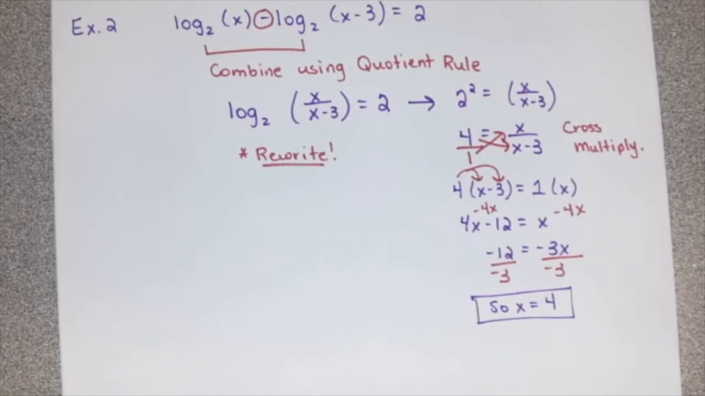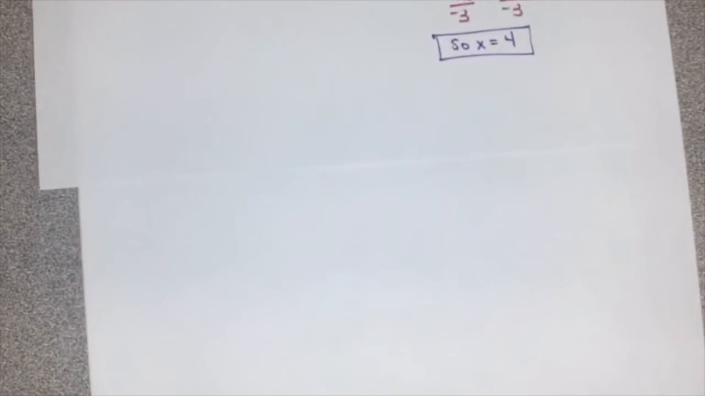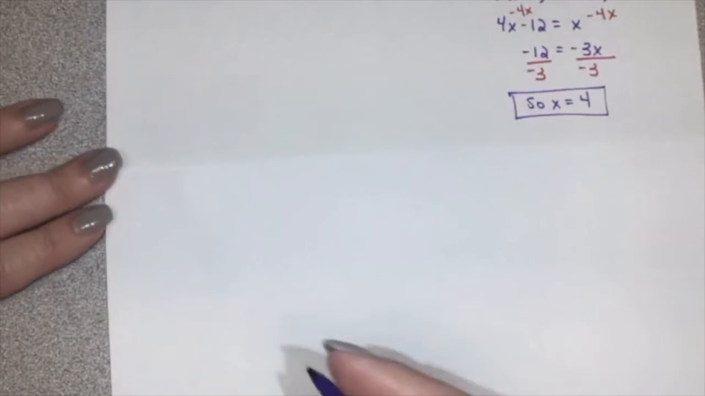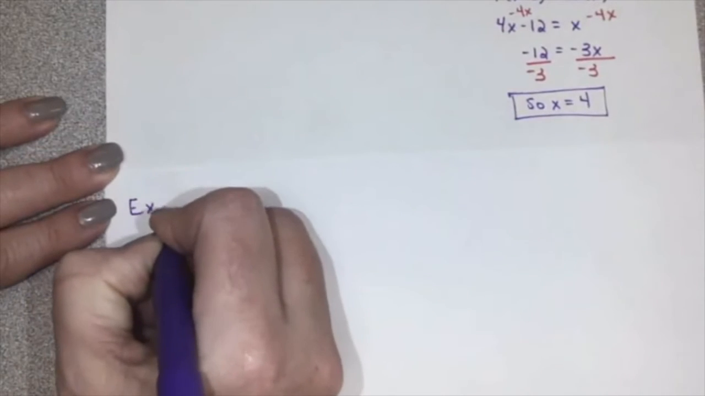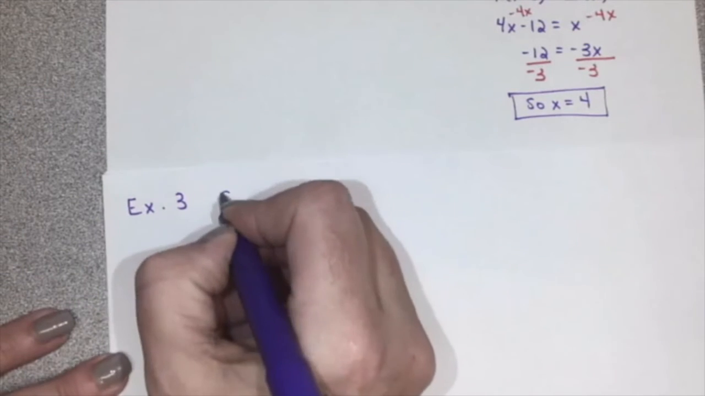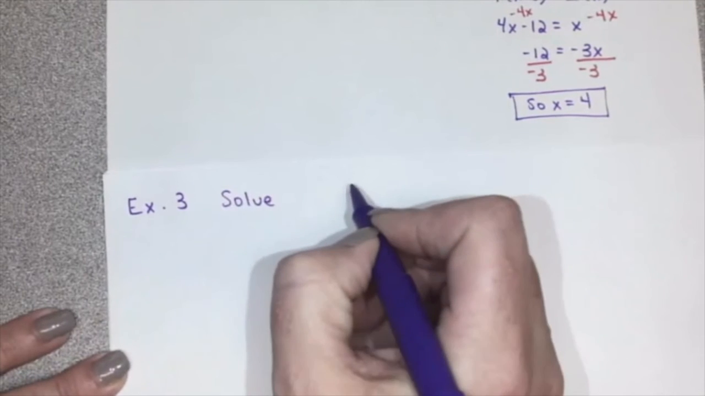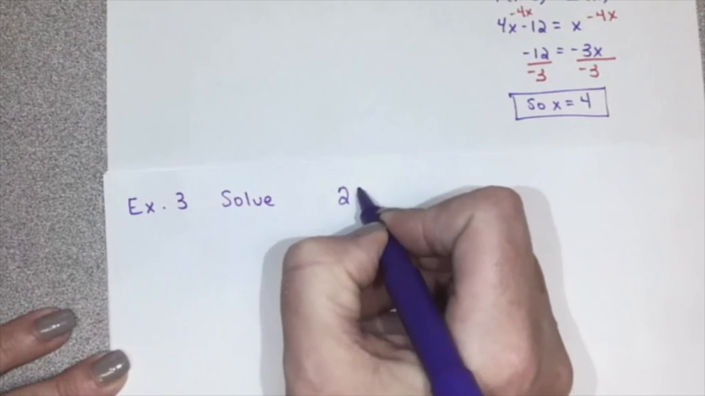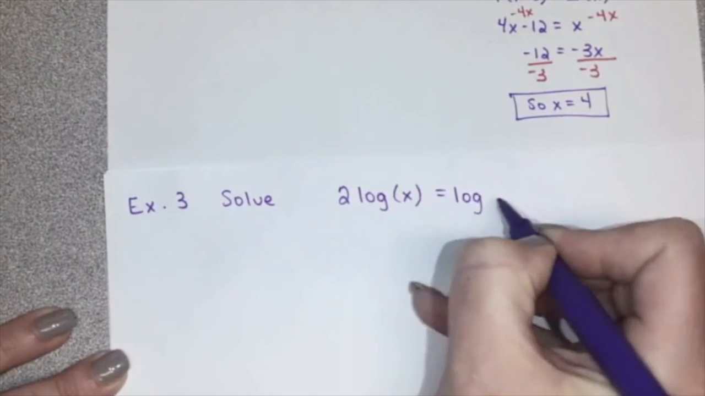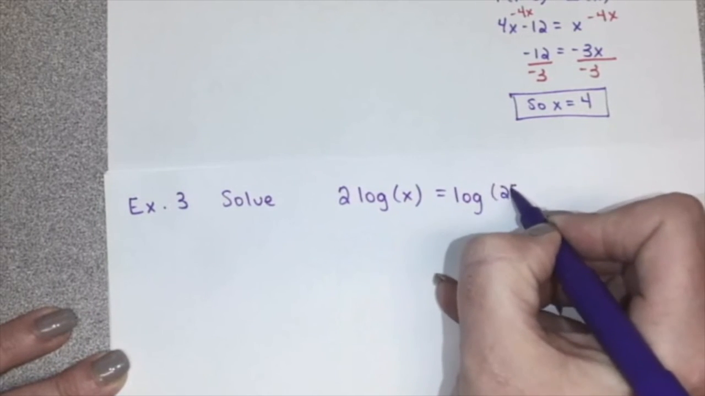We didn't do one like this last class, so I want to show you, occasionally you might be using the third rule. We tend to use product and quotient rule a lot here, but remember we also have a third rule that's called the power rule. So let's look at one where maybe we would use that. So what if I told you to solve for 2 times the log of x equals the log of 25?